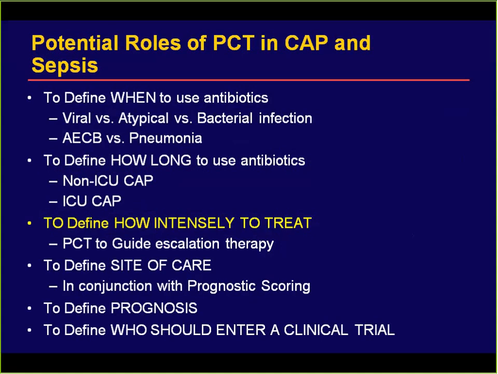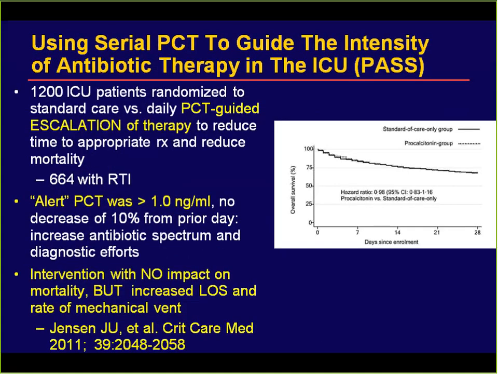In terms of intensity of therapy, there was another interesting ICU trial which attempted to use procalcitonin in a way that it was never intended. It was a study of 1,200 ICU patients who were, again, randomized to standard care or procalcitonin guidance. But here, they used procalcitonin in the opposite way. They used it as an alert level to escalate antibiotics. If the procalcitonin level was greater than 1, and it hadn't decreased by at least 10% from the previous day, they gave more antibiotics and did more diagnostic testing, because they felt maybe this was an early warning sign that whatever they were doing was wrong and they needed to do something different.